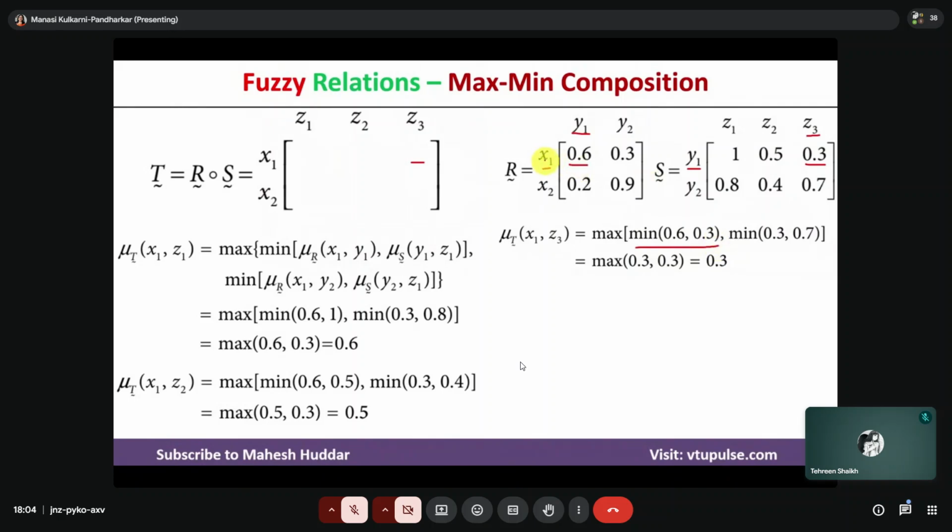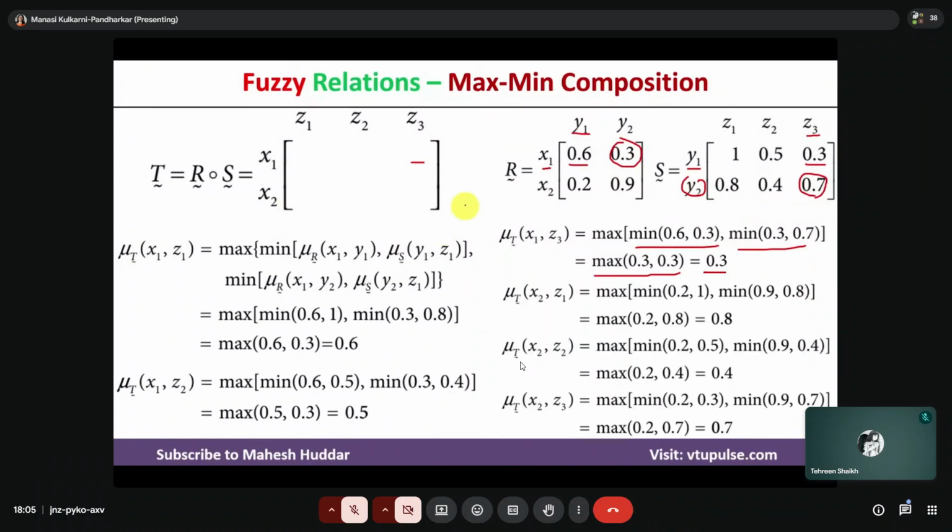Now we will start again at x1. We will go to y2. What is the value we have here? 0.3. We will start at y2. We will go up to z3. What is the value we have here? 0.7. Between 0.3 and 0.7, we need to get the minimum here. That is what I have written here. Again, once you get the minimum between these two, we need to apply the maximum. We will get 0.3 as the value here. This is the membership value at this place here. Similarly, we have to calculate the membership value for the remaining things.